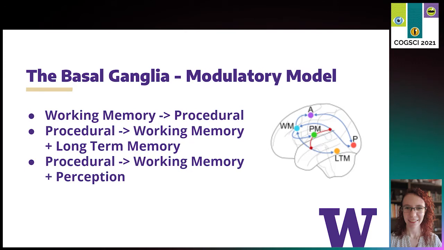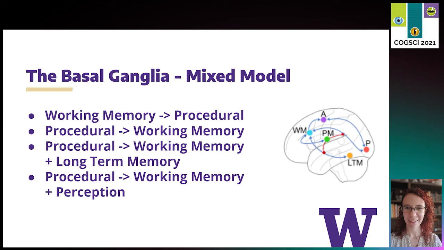Our second candidate model is a modulatory model where we remove the direct connection between procedural memory and working memory. Procedural still receives input from working memory, but its output goes not to any direct component, but it modulates the strength of other components, specifically those between the perceptual component and working memory and long-term memory and working memory. And our third candidate model is a mixed model where we have both the direct connections and the modulatory connections.